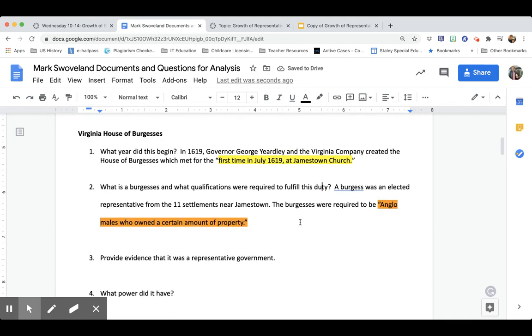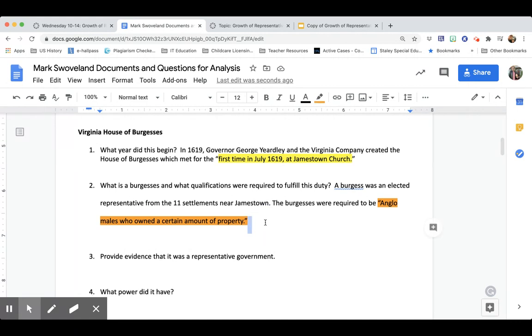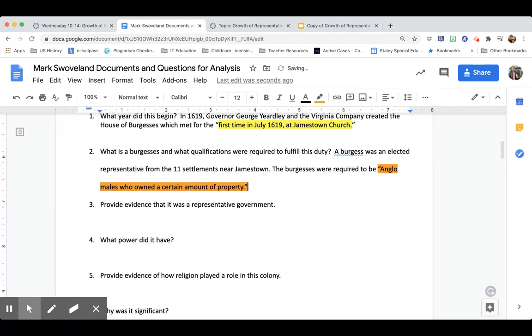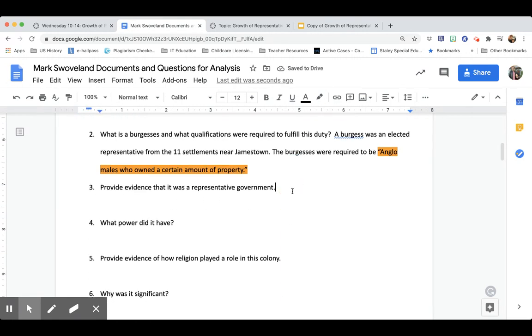So a burgess is an elected representative from the 11 settlements near Jamestown. The burgesses were required to be, quote, Anglo males who owned a certain amount of property. All right, so I'm gonna give everybody about 30 seconds to get this written up, and then we're going to move on, and we're going to go a little bit more quickly for the next couple of questions.